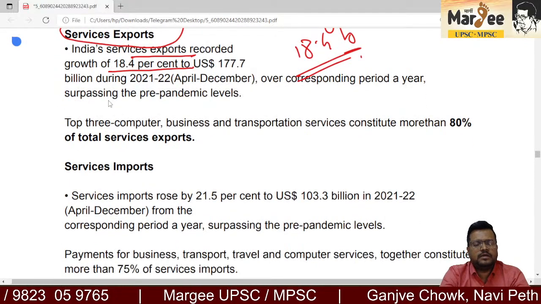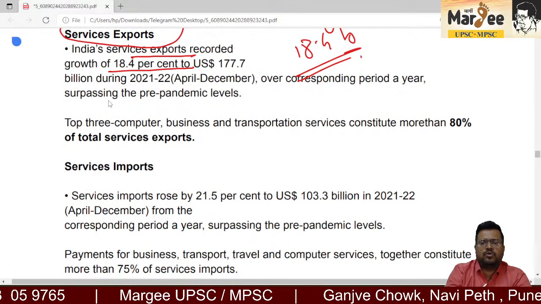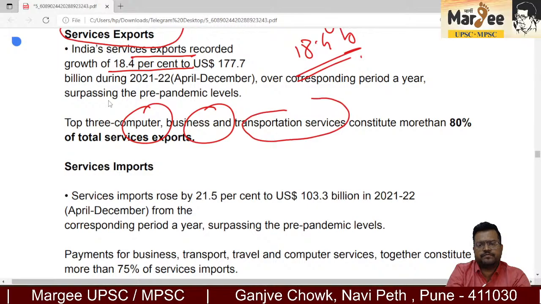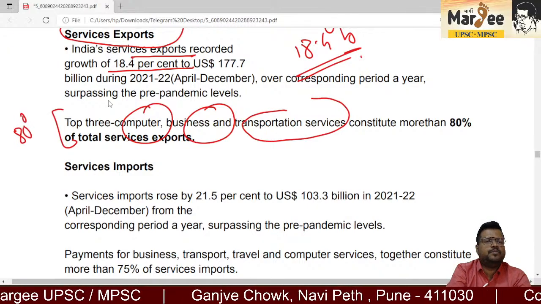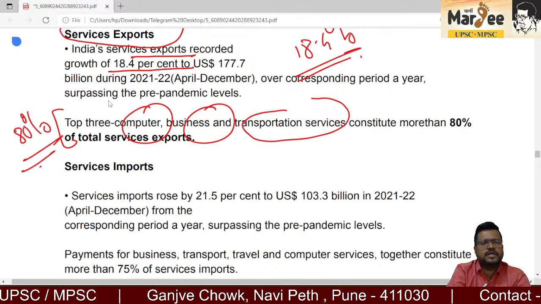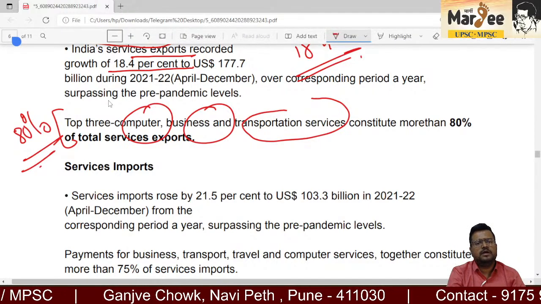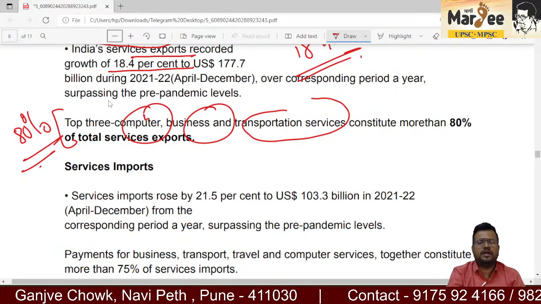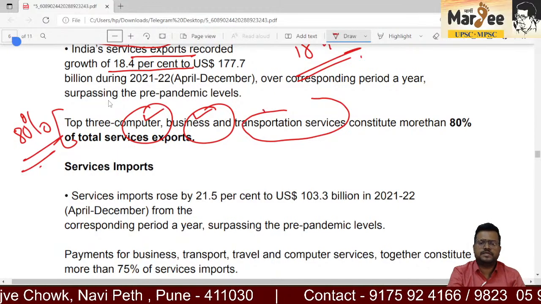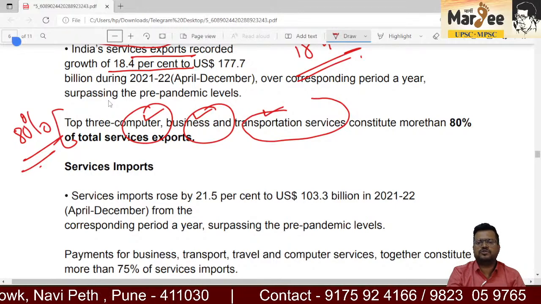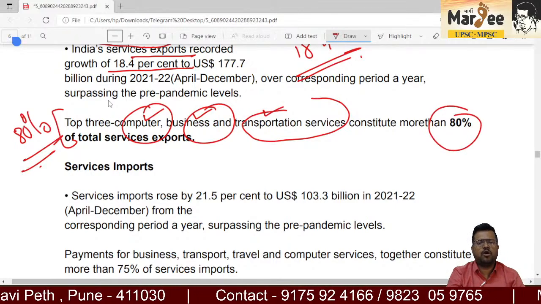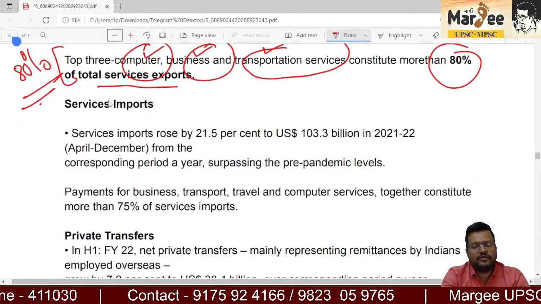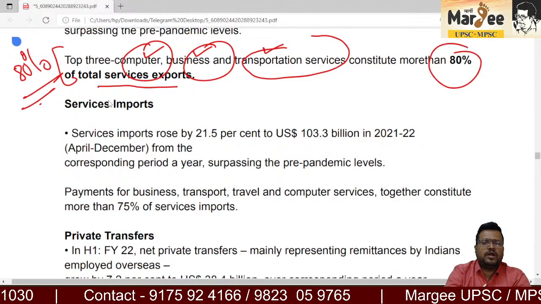Top three components in India's services export are computer, business, and transportation services, which constitute 80% of India's total services export. Again, repeat this point. Top three service exports from India are computer, business, and transportation services, which constitute more than 80% of total services export. In context of services import, that also grew by 21.5%.